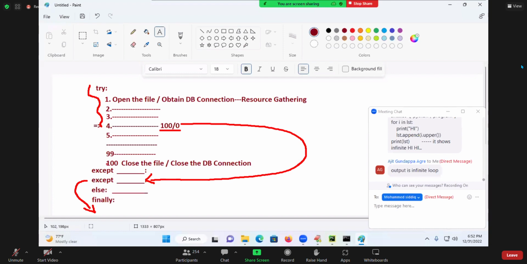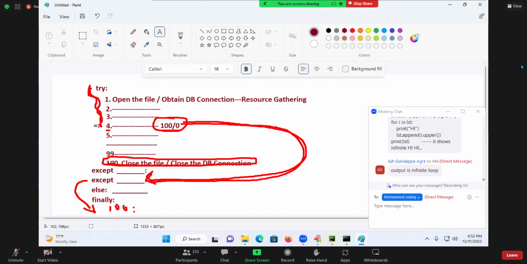Now the recommendation is, you cannot get anything about, in this case, closing the resource is not possible. What I am trying to say is, don't write this closing the resources in which block. Write that 100 line in which block? Finally.